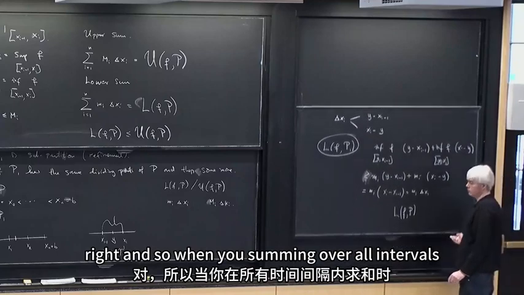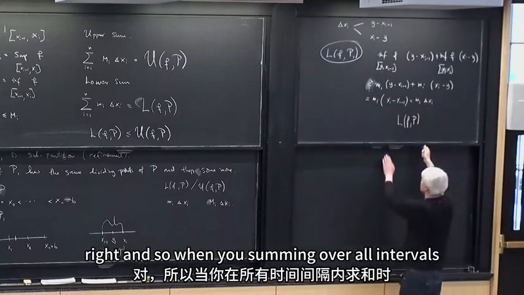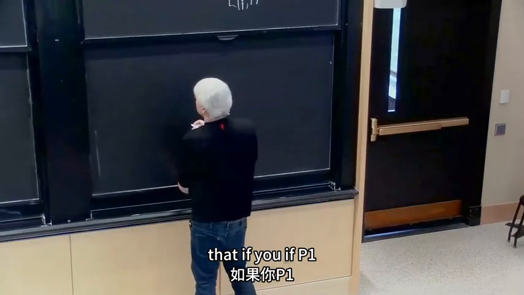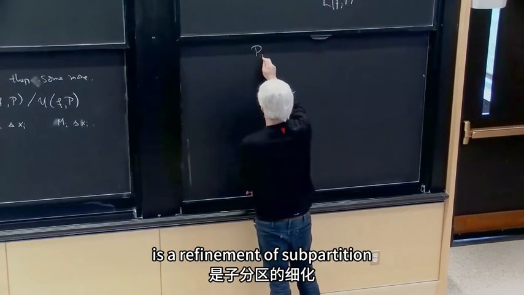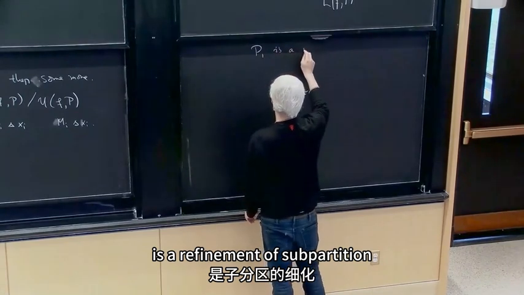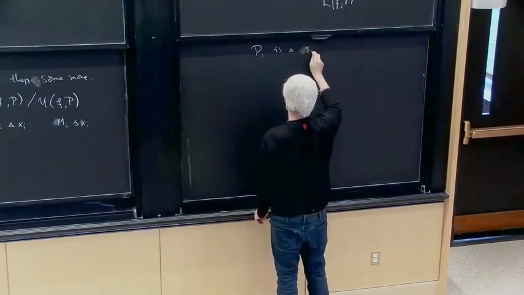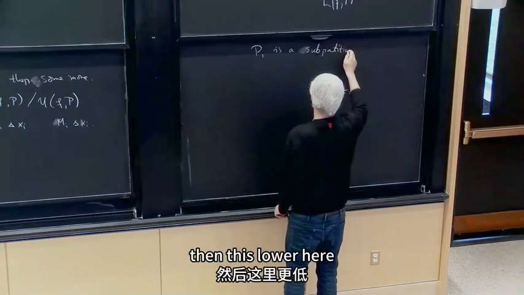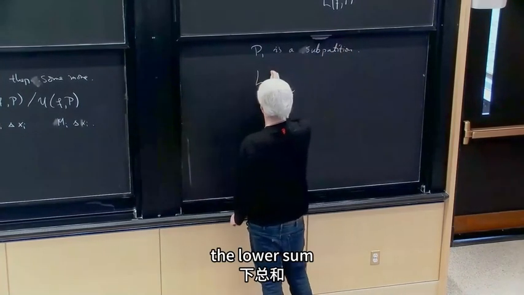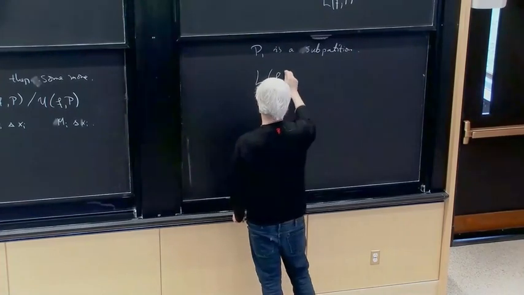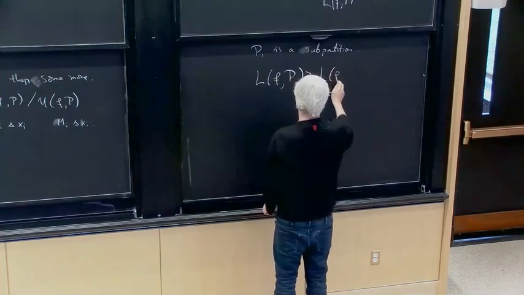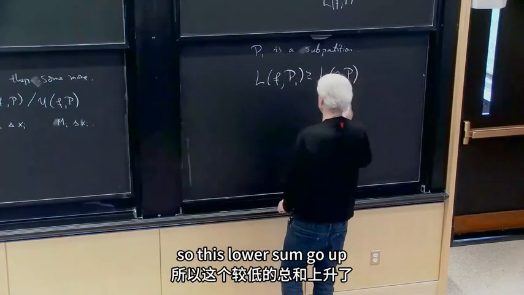And so when you're summing over all intervals, you get that if P1 is a refinement or subpartition, then the lower sum goes up.